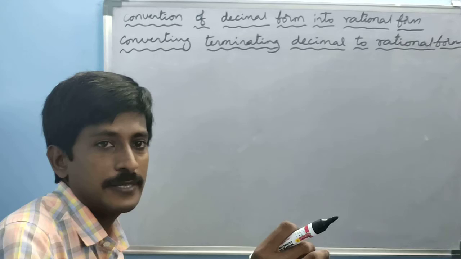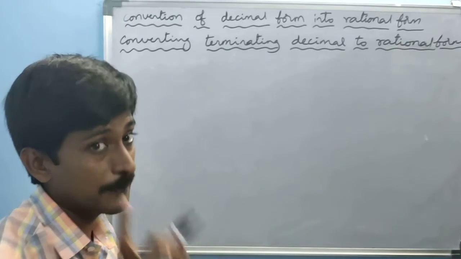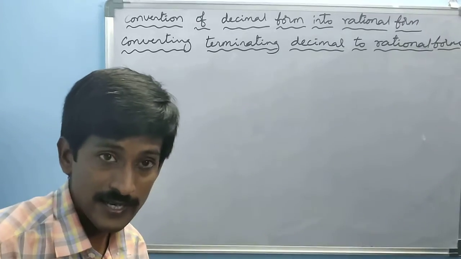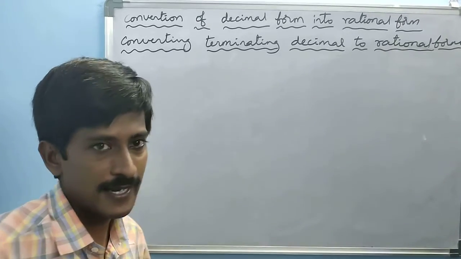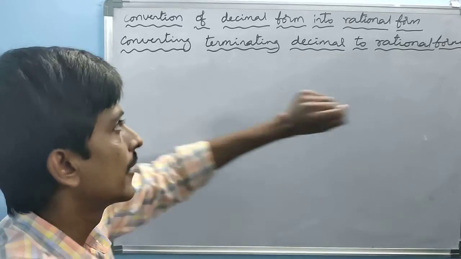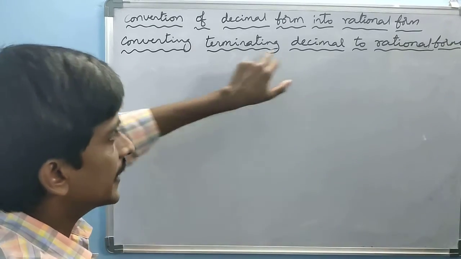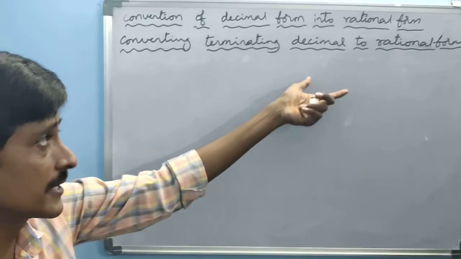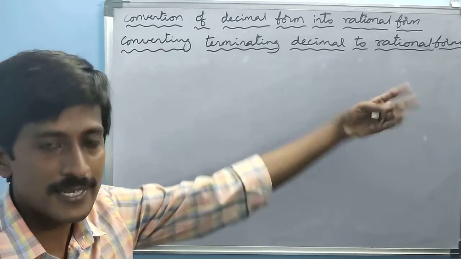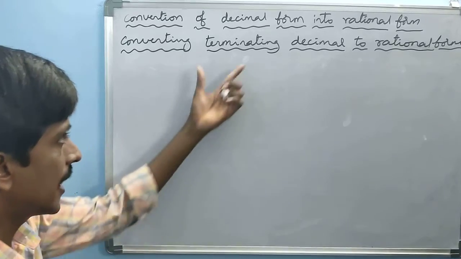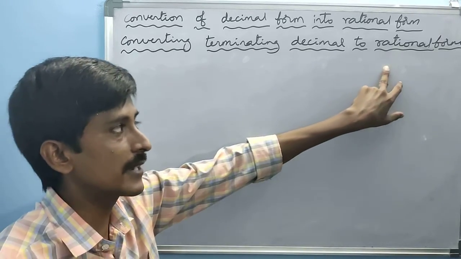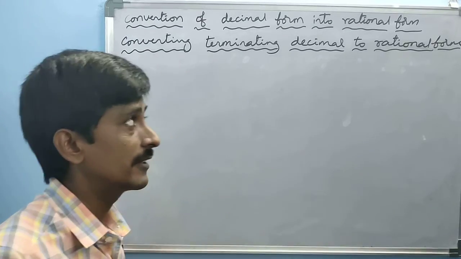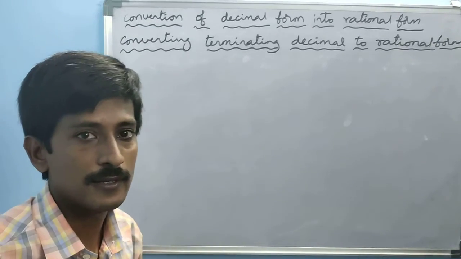A terminating decimal and a non-terminating repeating decimal can be converted into rational numbers. I already mentioned this in the introduction. Converting terminating decimals into rational form: first, how to convert the terminating decimals into rational form. After that, how to convert non-terminating repeating decimals into rational form. Tomorrow we will discuss this topic. Thank you, students.